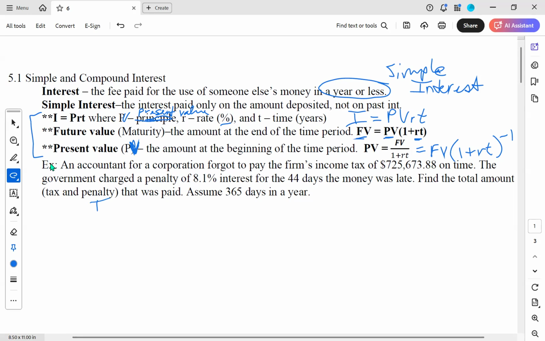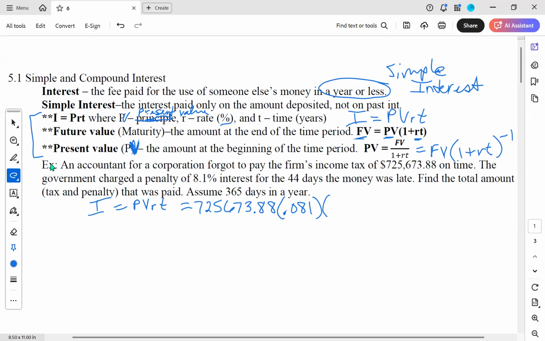So that's going to be our I equals PV times RT. So plugging in our information, our present value, that's the amount now. Well, that's the income tax amount. So that's the $725,673.88 times our rate. And keep in mind, your rate is your percent. So it's 8.1%. But when we put it in, we're going to put it in as 0.081. Change it to a decimal, so move that decimal 2 places to the left.